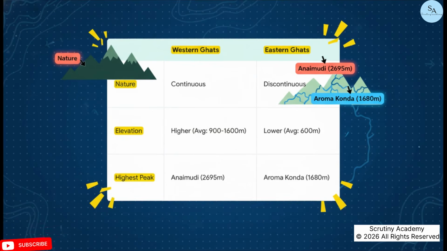On one hand, you have the Western Ghats. They're continuous and they're higher, and their highest peak is Anai Mudi. On the other hand, you have the Eastern Ghats. They're discontinuous, all broken up by rivers, and they're lower in elevation with Arma Konda as their highest peak. You have got to know these three differences by heart.